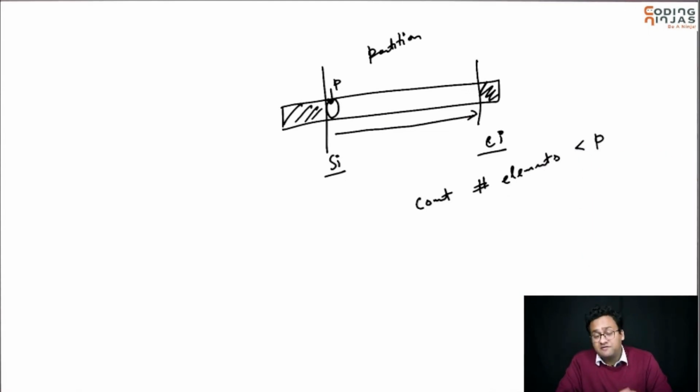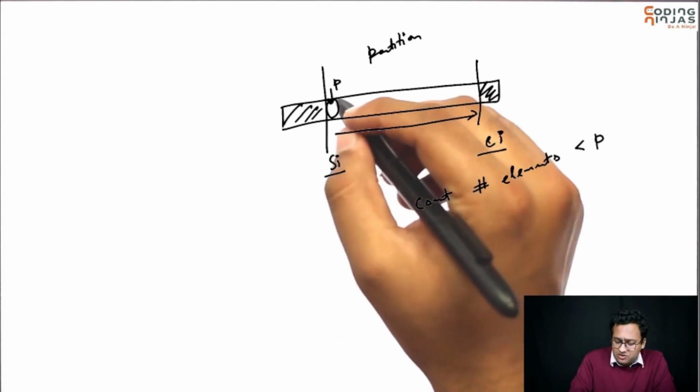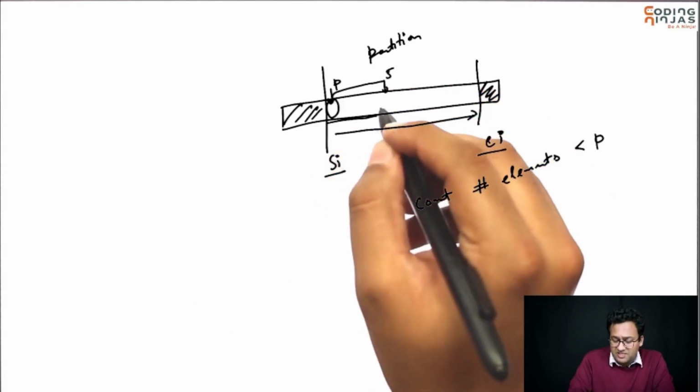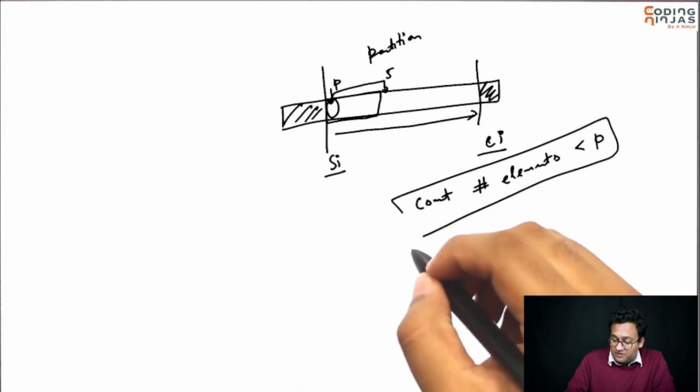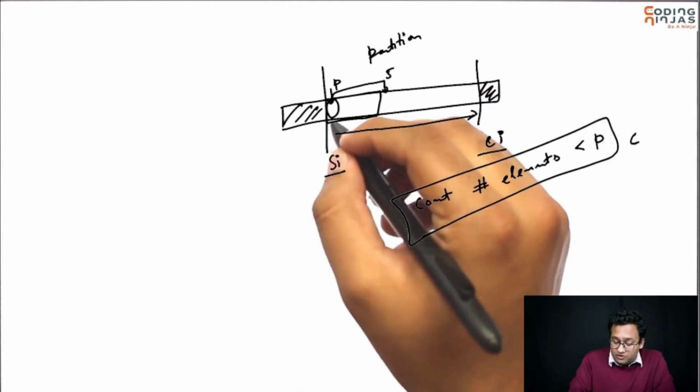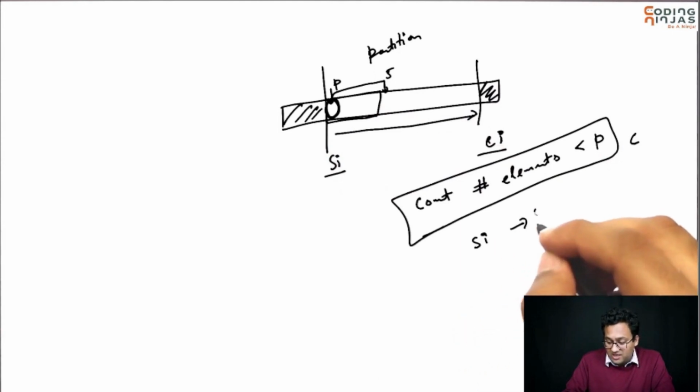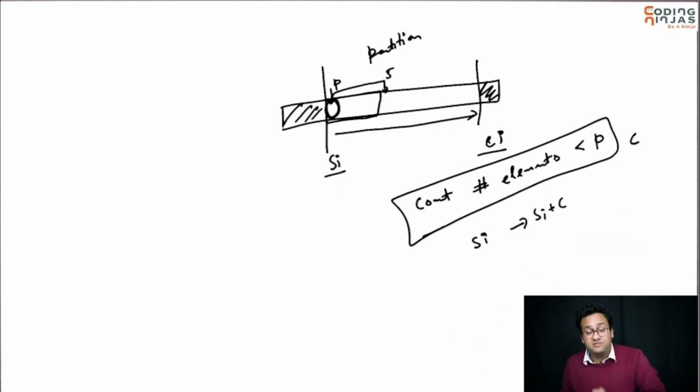So if you find that there are 5 elements which are less than P, that basically means you need to move P by 5 positions. You need to make space for those 5 positions because they will come before P. Right, so you count the number of elements. Let's say this is C. So you move your element from Si to Si plus C to make space for those elements.